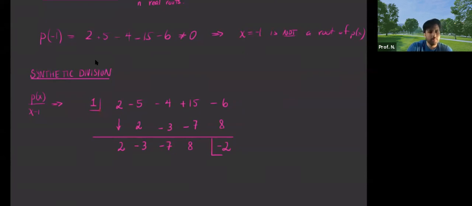Does anybody remember this procedure? This should have been taught in pre-calculus, for those of you who took it. Does anybody need help with this? Synthetic division is just: you take the coefficients of your polynomial, and then you take the root of the factor you're dividing by.